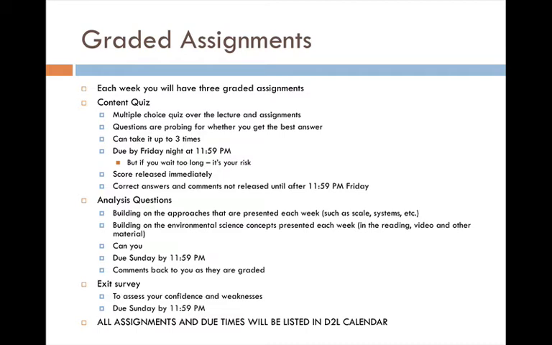Then there's the analysis questions, and those are due by Sunday night at 11:59, and those are short answers. There's going to be a rubric posted that tells you what I'm looking for.